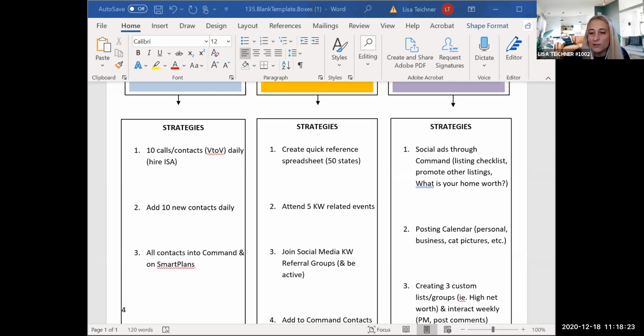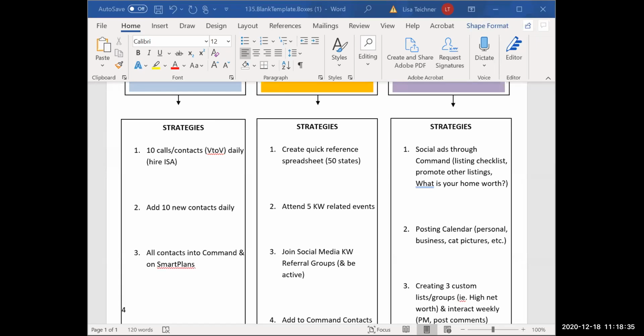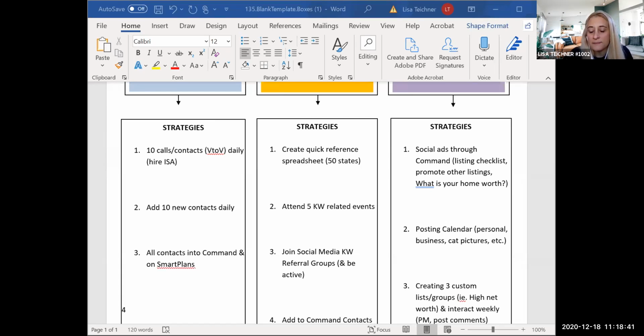So I literally want you to just write down 10 task list, priority number 1, and then just 10 lines and write down your tasks. They correspond to the strategies, yes. Yep, corresponding to the strategies, yes. Okay.